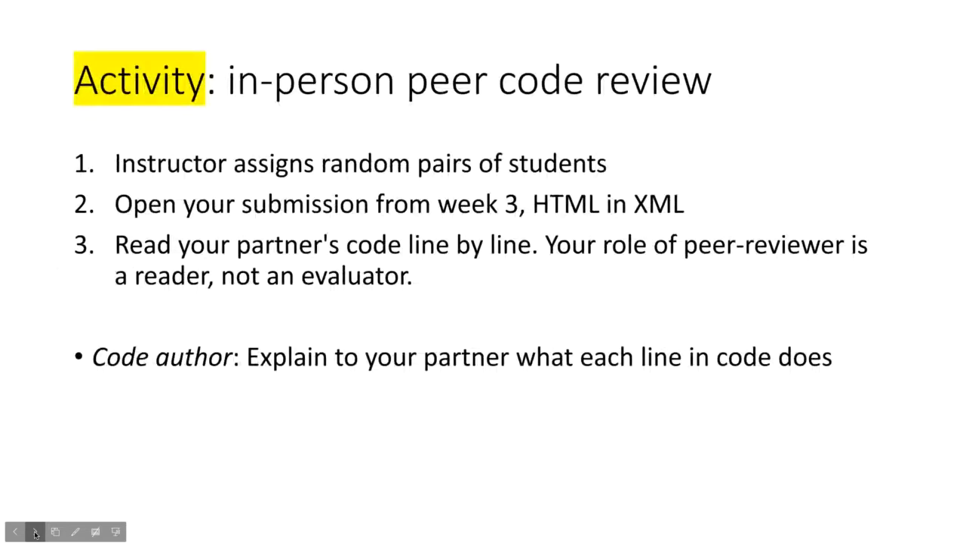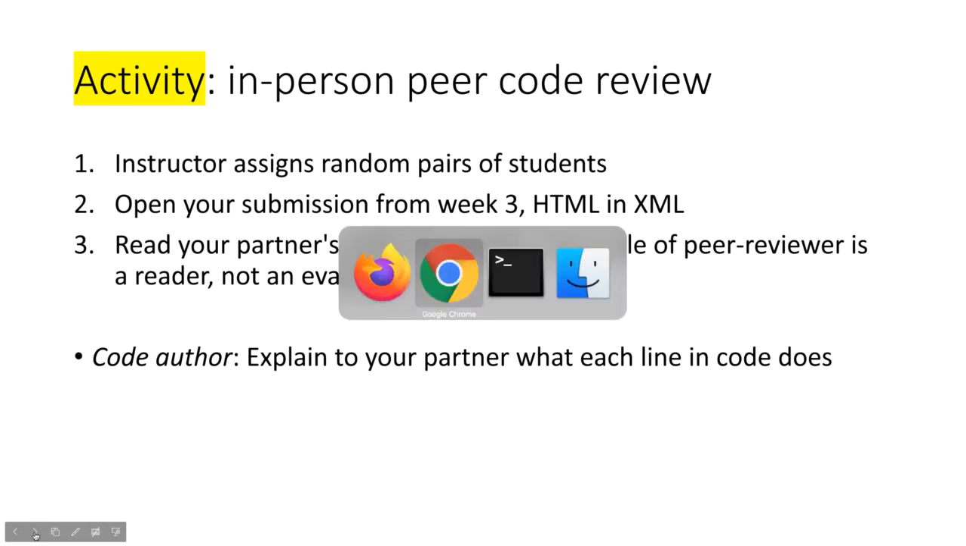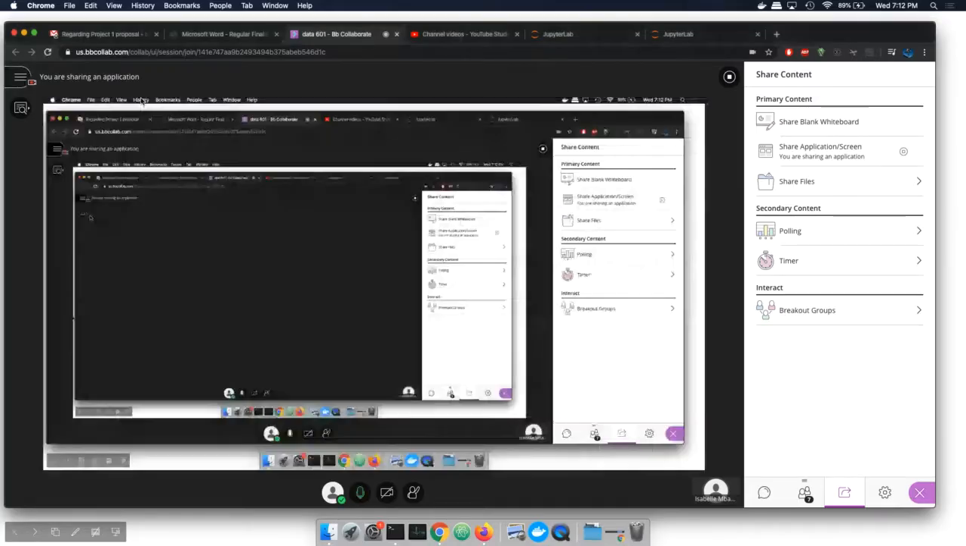Okay, so the first thing that we're going to do is pair up and review the homework that you submitted for this week. So go over with your partner the code that you wrote and try to explain it to them. The point isn't to evaluate whether this is right or not, it's to try to explain to another person your intent. So I'm going to pair you up. One moment. We'll open that.